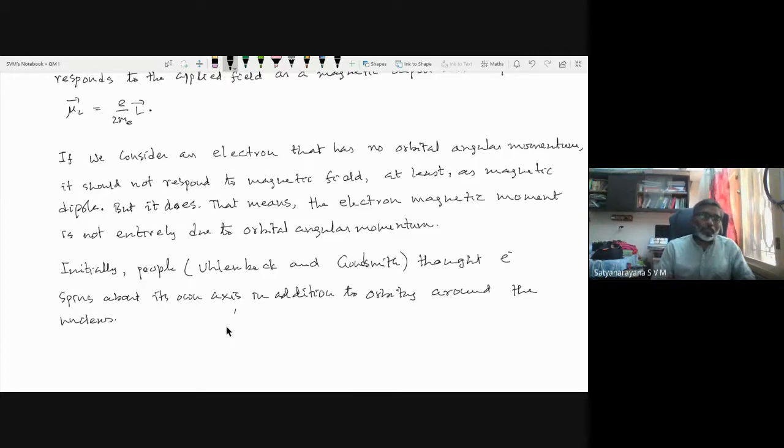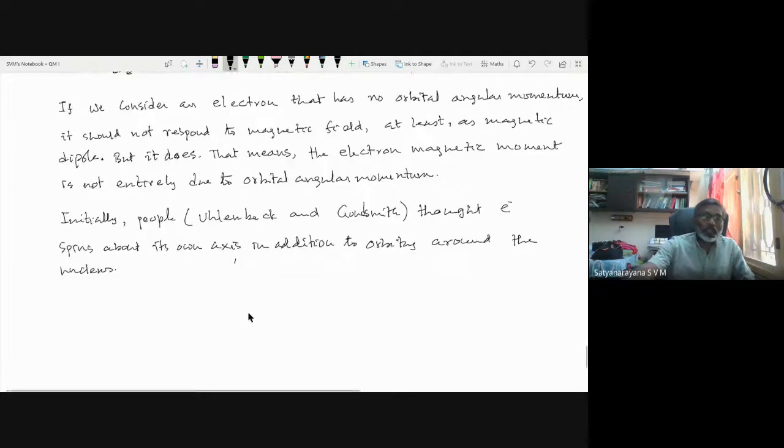Some people try to imagine that something is spinning and things like that. But even before the Uhlenbeck and Goudsmit paper was published, it was shown that such a thing is not possible. So even though this name spin stuck to this concept, there exists no spinning motion with respect to the electron. And we don't know whether the electron has any structure so far. So there is nothing spinning.